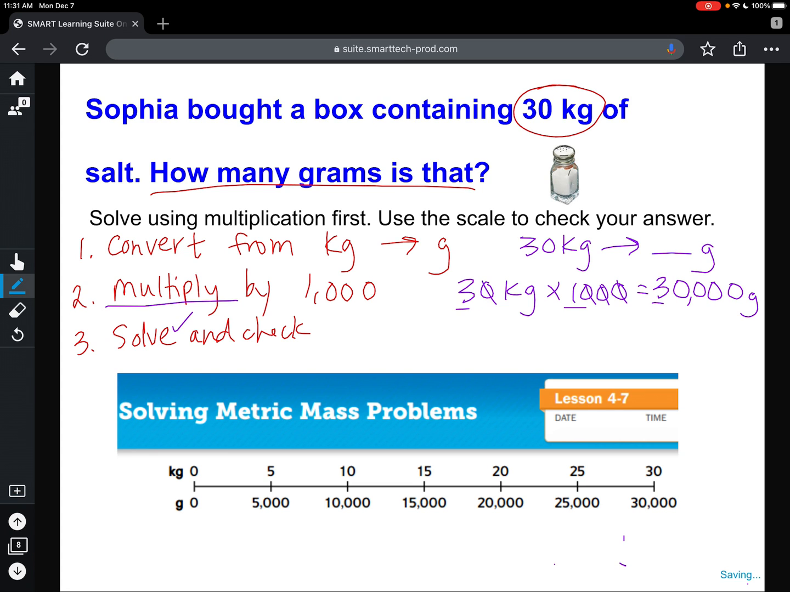Now I need to check my work. If I look at the scale below, I know that 30 kilograms on my scale is right here. When I look below, 30 kilograms is the same as 30,000 grams. So I know that my answer is correct.